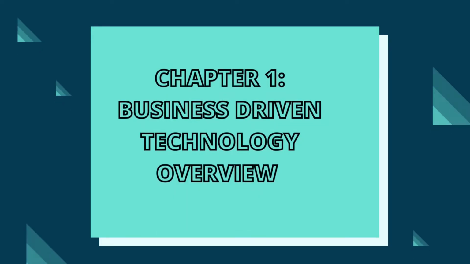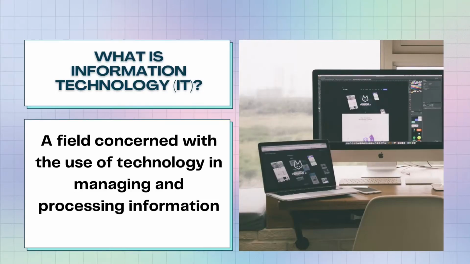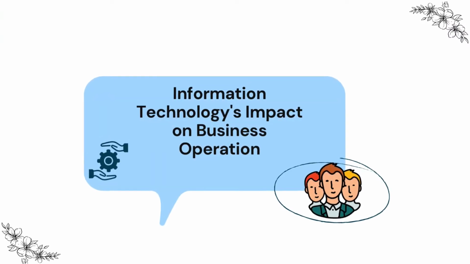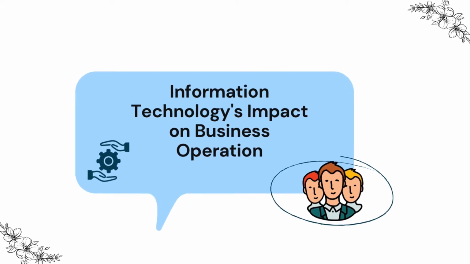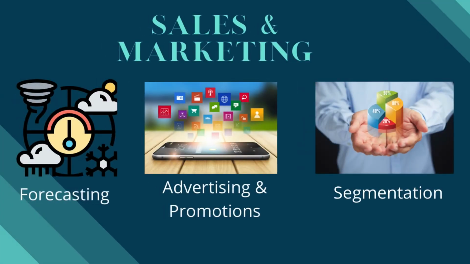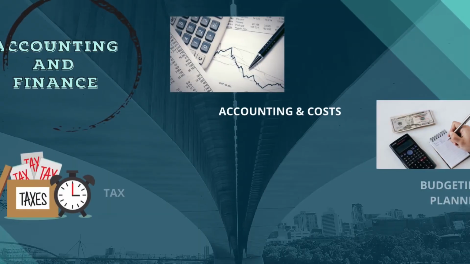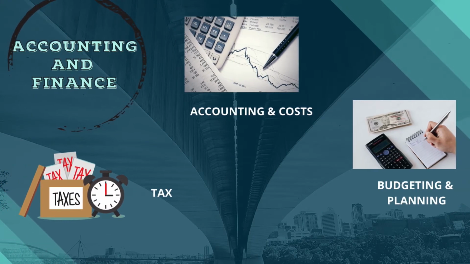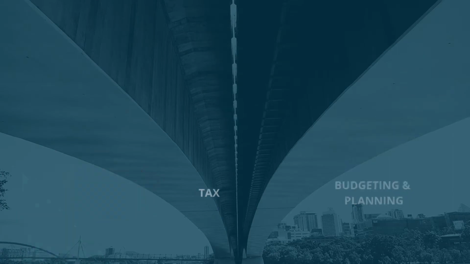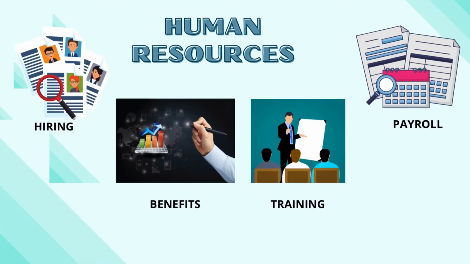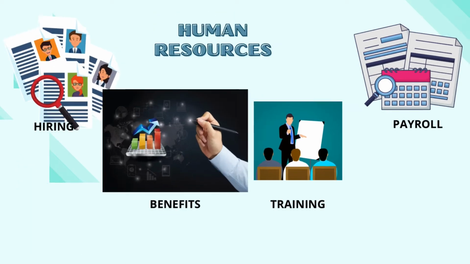Chapter 1, Business-driven technology overview. IT is a field concerned with the use of technology in managing and processing information. Next, information technology impact on business operation, which is sales and marketing that consists of forecasting, advertising and promotion, and segmentation. Operation and logistics consists of purchasing, supplying, receiving, and transportation. Accounting and finance consists of accounting and cost, budgeting and planning, and tax. Human resource consists of hiring, benefits, training, and payroll.